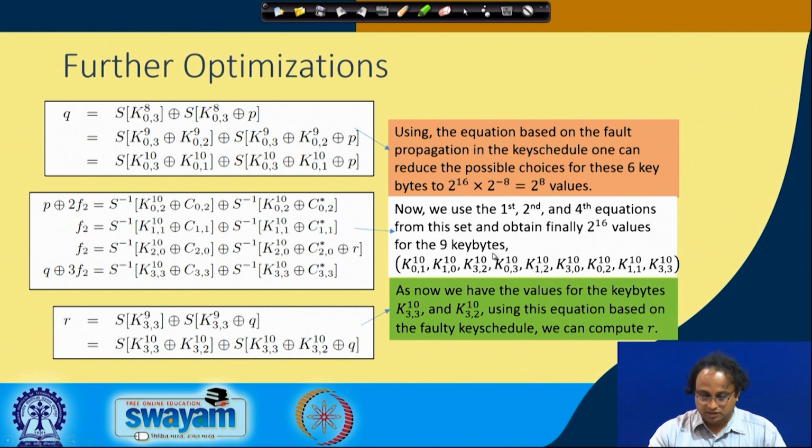Now what we do is we again look into the other equation that we had related to R, and we would like to go back to the equations that we have left out.